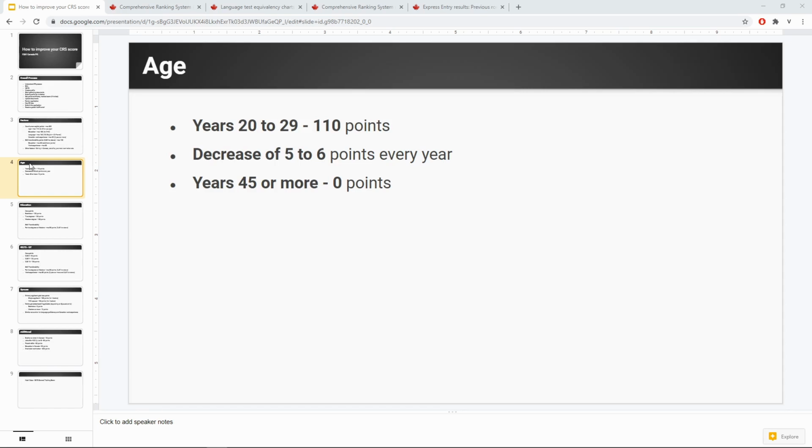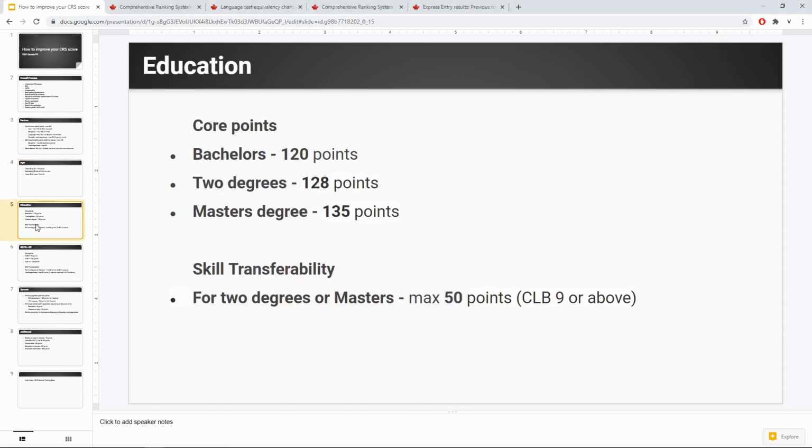Now let's talk about education points. You can get core points as well as skill transferability points for your education. If you have bachelor's degree, then you will get 120 points. If you have 2 degrees, so for example, if you have a bachelor's degree and a postgraduate diploma, then you will get 128 points. And if you have a master's degree, then you will get 135 points. A PhD holder will get maximum 150 core points.